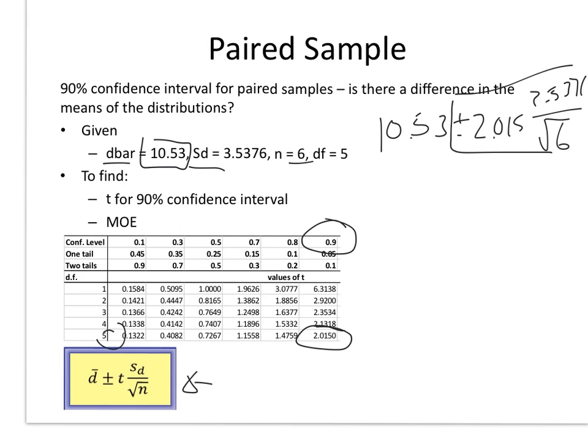Okay, so if we look at this now, we'll just do the plus or minus 2.015, and then if we divide 3.5376 by the square root of 6, we get 1.442. We'll want to remember that for the next part of the hypothesis test, because this will become the denominator, this 3.5376 divided by the square root of 6. So you'll see this value repeat itself in our next part of the problem. But then when we multiply that, we get plus or minus 2.91.